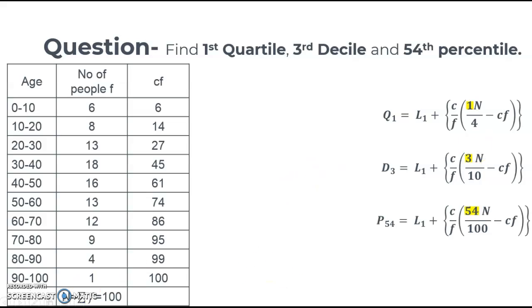Now consider this value, 1n by 4. If you substitute the value of n, which is 100, you will get the value 25. Now you need to locate the cumulative frequency which is just greater than 25. The answer is 27. The corresponding class interval is nothing but the quartile class. So your first quartile is going to be in between 20 and 30. This is the meaning of this concept.